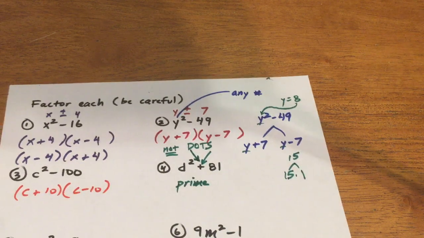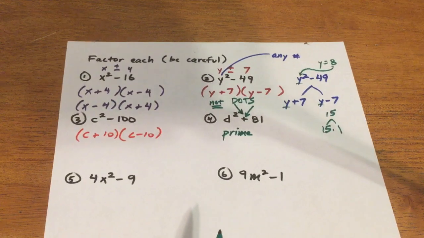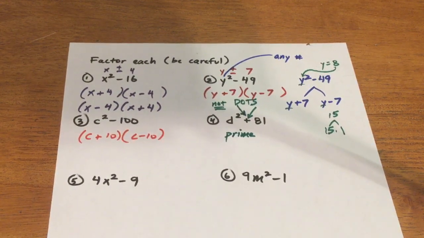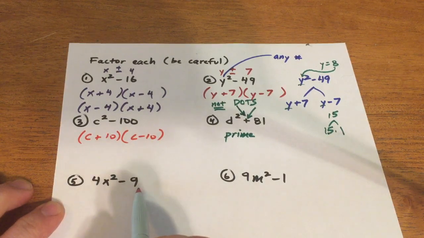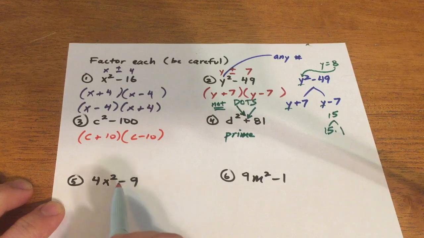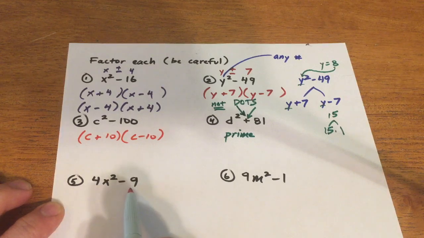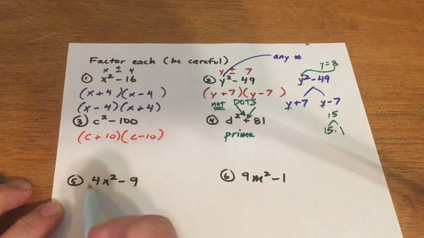All right, I want you to go ahead and give number 5 a try. This one is a little bit unusual. Okay, let's take a look at number 5. Hopefully you got the quantity 2x plus 3 times the quantity 2x minus 3. Let's take a look. Here we have 4x squared minus 9. Is this the difference of two squares? Well, we have a minus, so it's a difference. And both of these are squares, aren't they? So let's do our square roots.